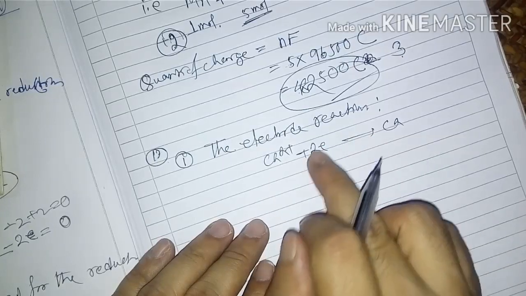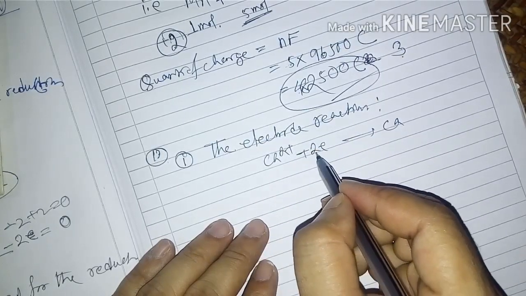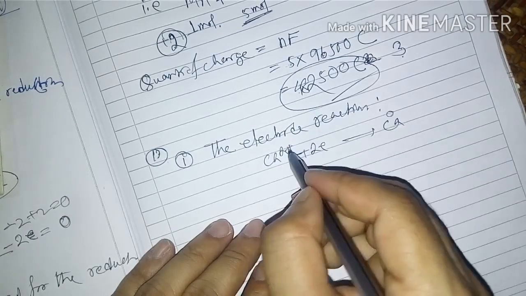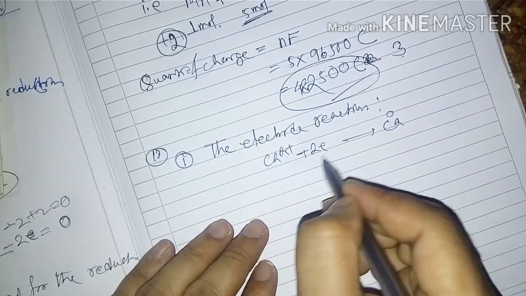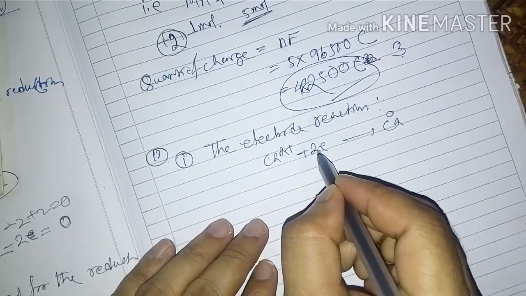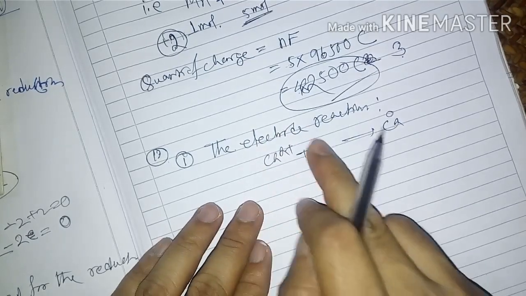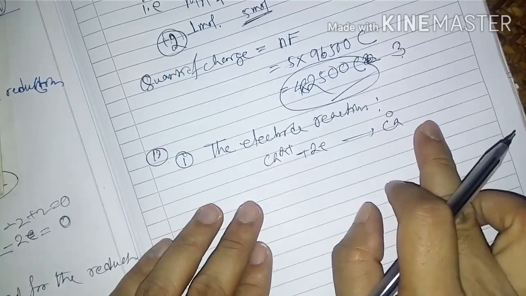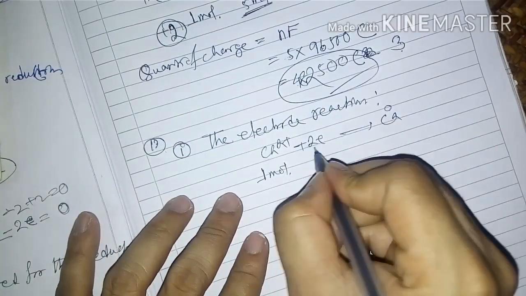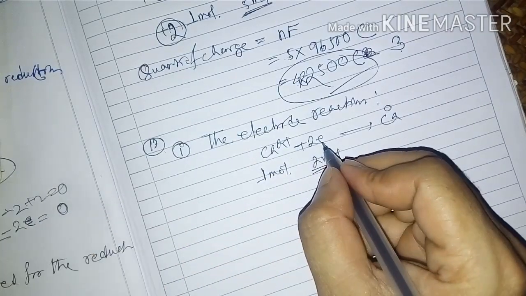Okay, how many electrons are gained here? 2. This Ca2+, how many electrons does it gain? Only 2 electrons, for neutralization. The charge here is 0, so this side should also have charge 0. Plus 2 here, minus 2, equals 0 charge. Now this side charge is 0, and this side also 0. Now this is 1 mole, and here 2 mole of electrons.